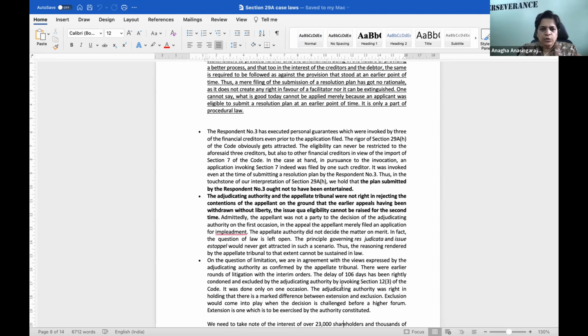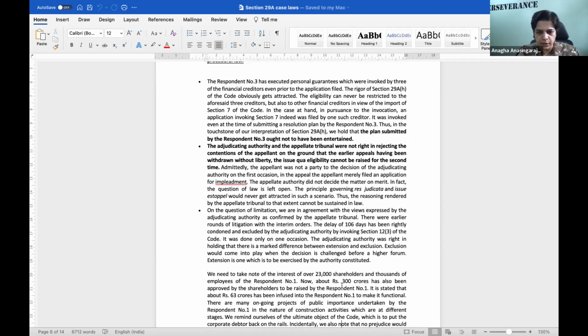So here what the Supreme Court has said is that the adjudicating authority and the appellate tribunal were not right in rejecting the contentions of the appellant on the ground that the earlier appeals have been withdrawn without liberty. The issue of eligibility cannot be raised for a second time. Admittedly, the appellant was not a party to the decision of the adjudicating authority on the first occasion, and the appellant merely filed an application for impleadment. So the question was never decided on merits as regards the eligibility of that particular applicant. And so on, accordingly it was held that this resolution applicant was not eligible under 29A.